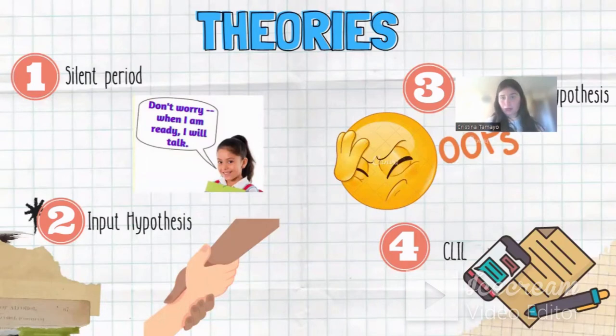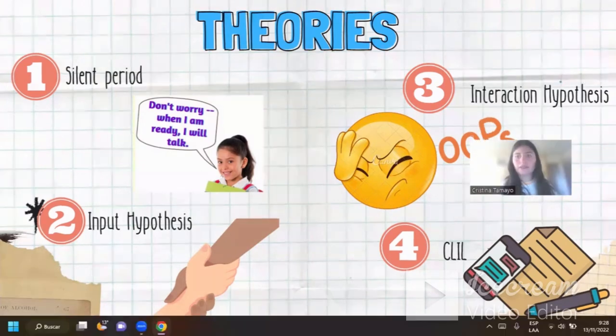The second one is the input hypothesis. Here, the students who have a higher level are going to help others. The third is the interaction hypothesis. Students learn through mistakes and through corrections. And the fourth is CLIL. Students are going to learn the language through the content that is planned.